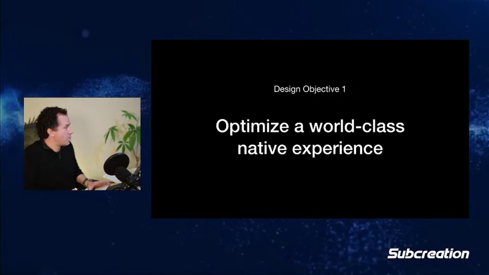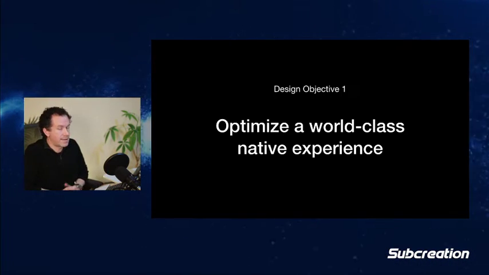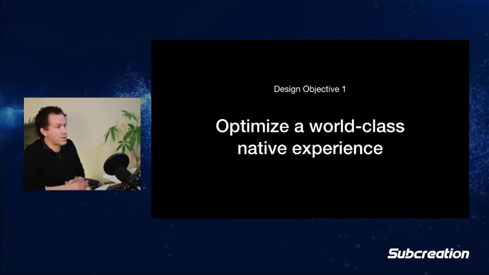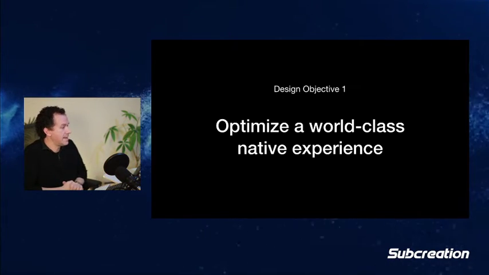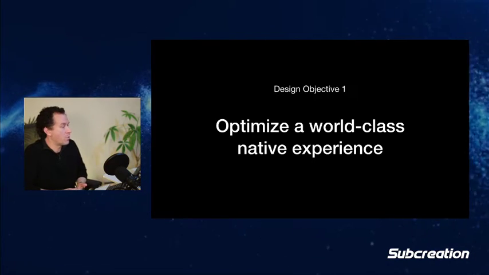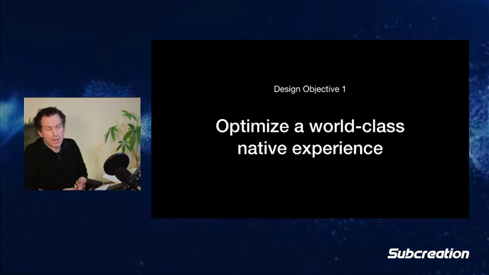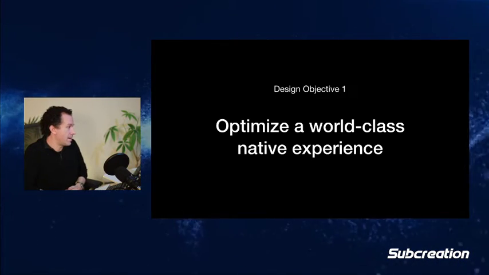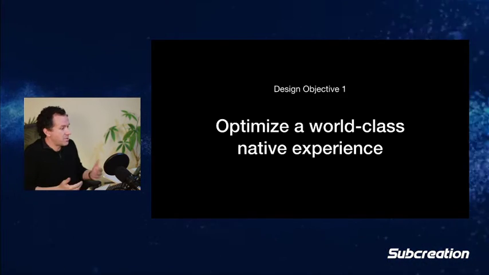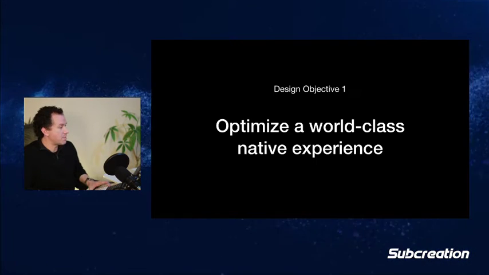The first one I have is optimizing a world-class native experience. Currently today, it's a really awesome website, and it works on mobile. It's very adaptive, so it's a good experience on mobile. I wouldn't say it isn't good, but there are things that you can do when you make a native app that are greater. There's a lot more potential with a native app, so I want to make sure that I do as much as I can with that.